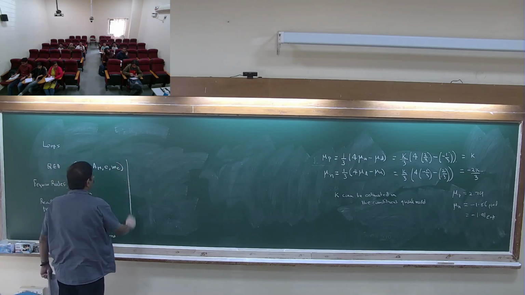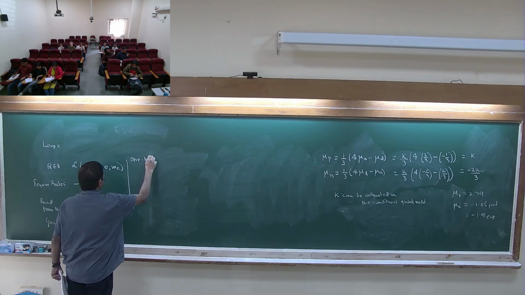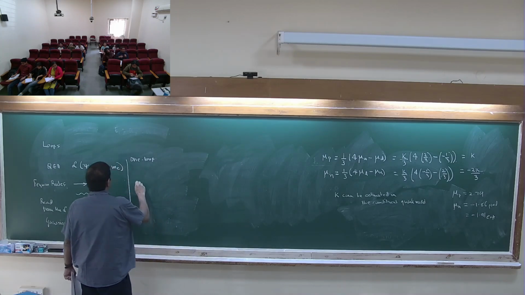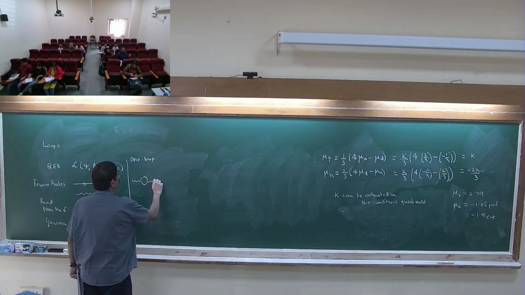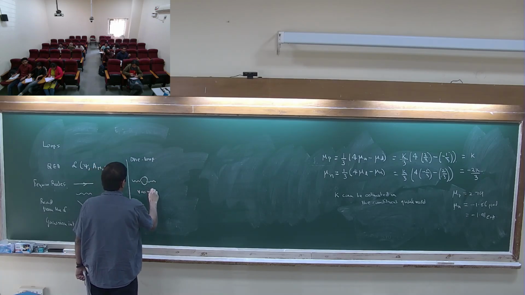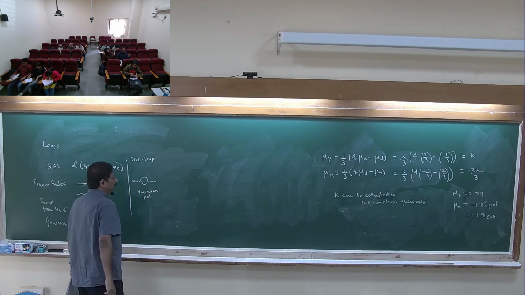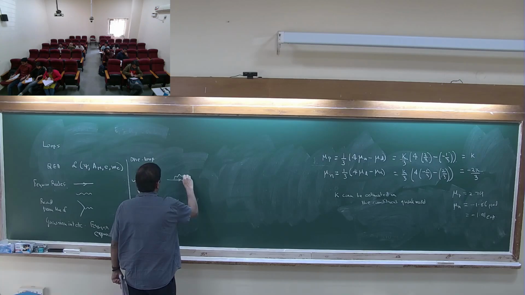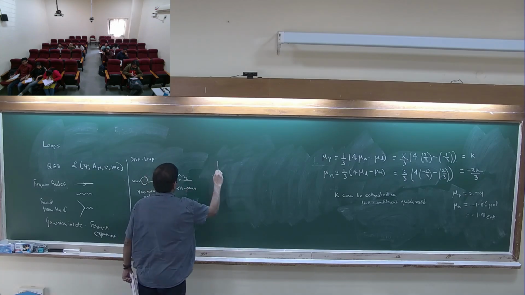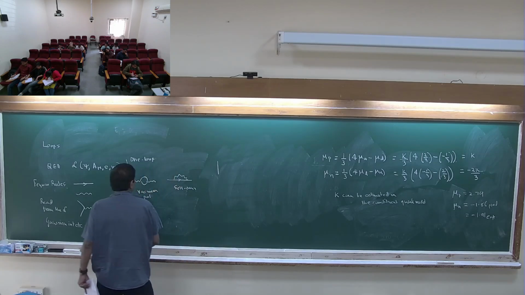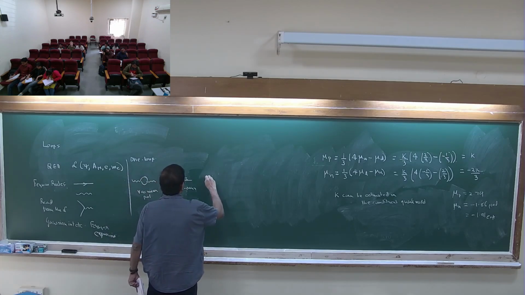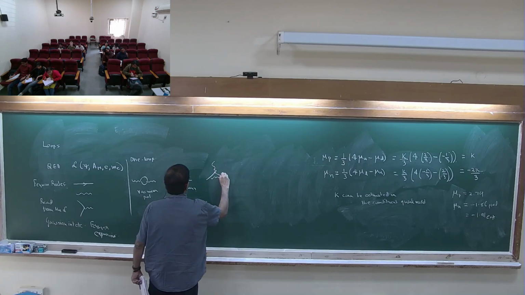So at one loop, there are three diagrams that you need to consider. And what are the three? You all know what these are. One of them is called the vacuum polarization. Then there's another one like this, which is called self energy. And then there is another one, this, which is called the vertex correction.